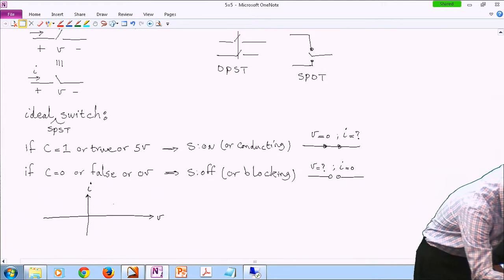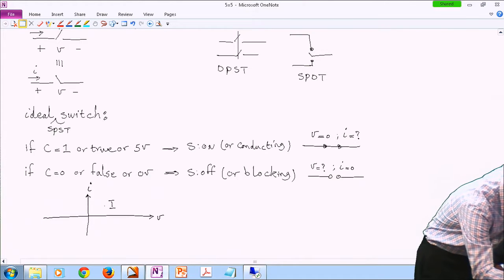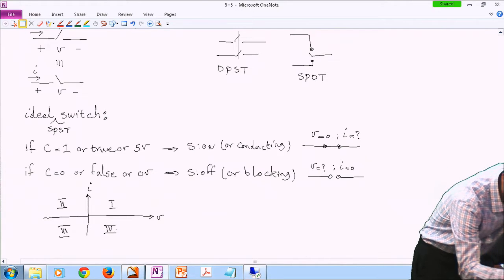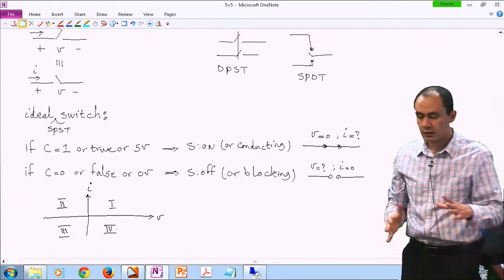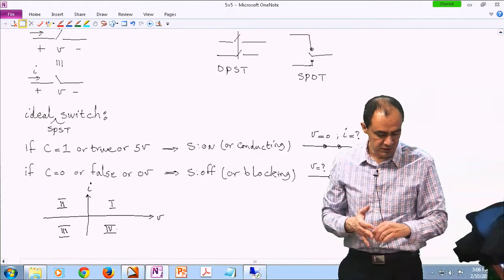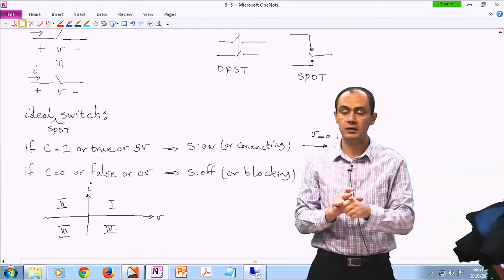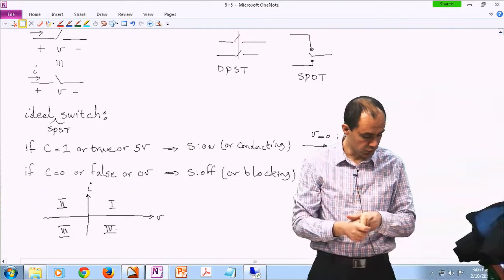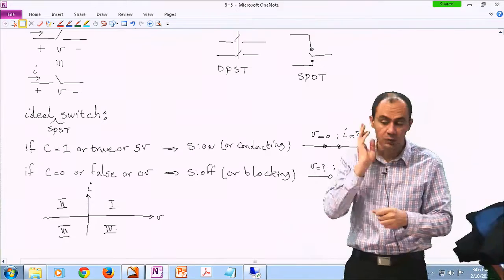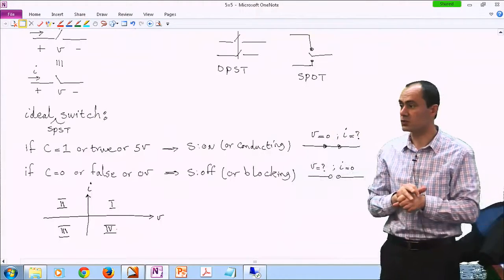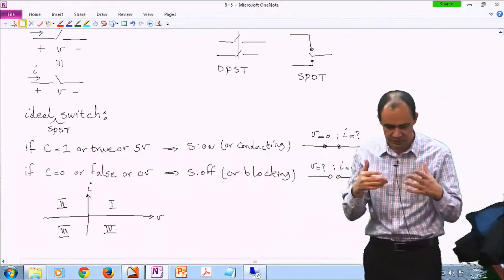you're dividing into 4 quadrants. 1, 2, 3, and 4. So ideally, our switch can, for instance, conduct a positive current when it is on. It could be conducting a negative current when it is on. Or it could be blocking a positive voltage when it is off. Or it could be blocking a negative voltage when it is off. So we don't know. It depends on the system.